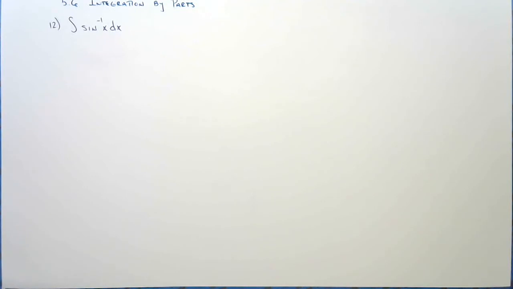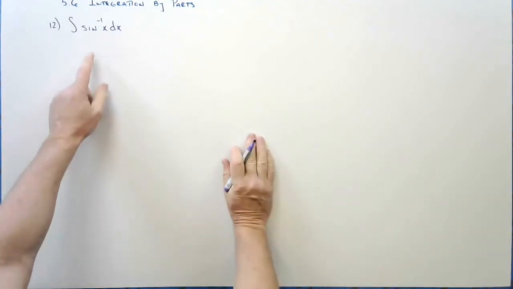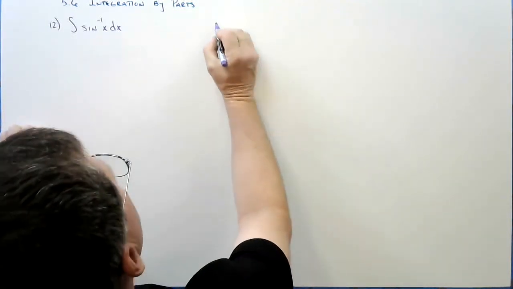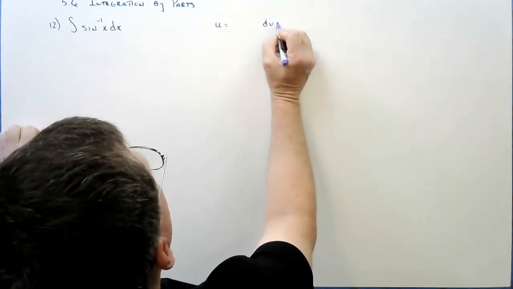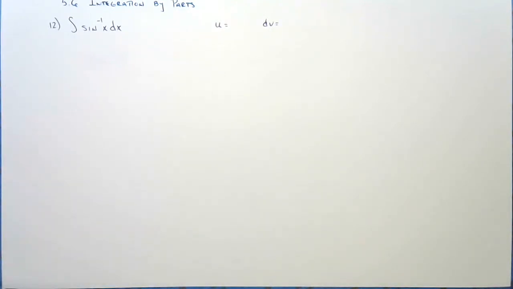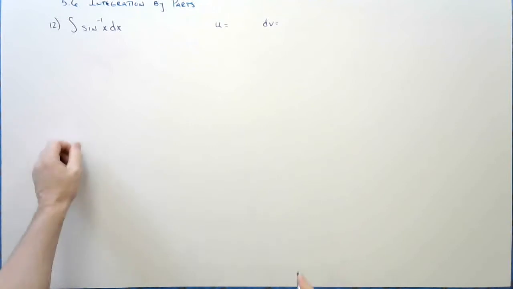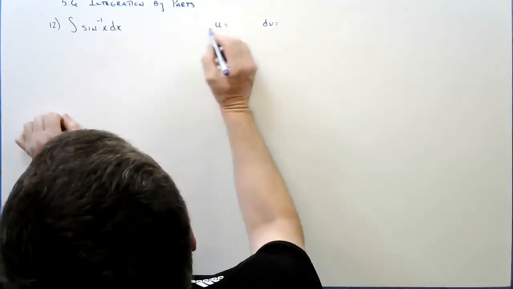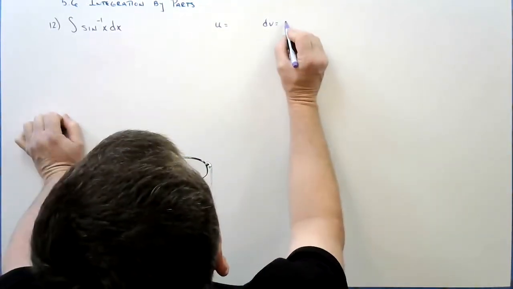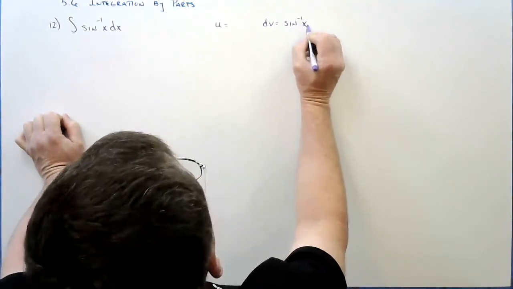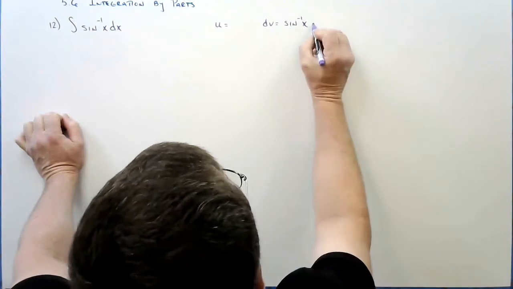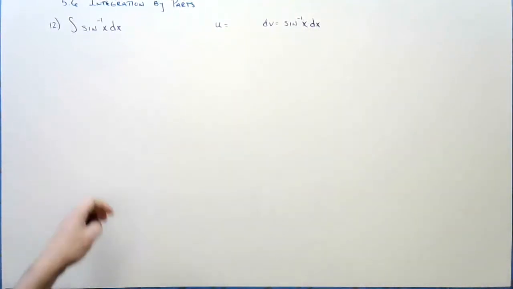And so when we get a situation like this where there's only one function, we still are going to find our u, and we're still going to find our dv, and we're going to ask ourselves, what do we have? Let's start with this observation. It would make no sense to call dv inverse sine x dx. Why would that make no sense?